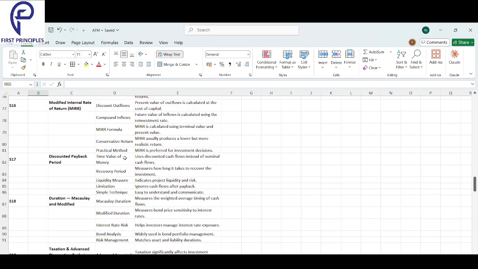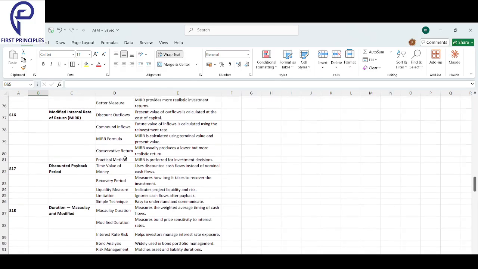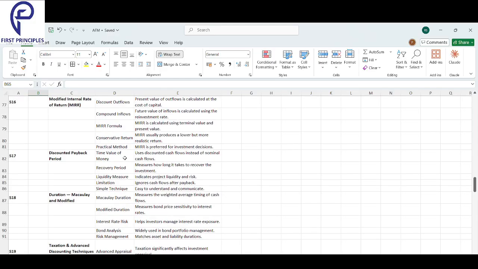Okay, so we got the discount outflows. Firstly, discount outflows: the present value of outflows is calculated at the cost of capital. When you take the present value of the outflows, it's calculated at the cost of capital. The discounting is done at the cost of capital. They take all the cash outflows to present value today. You use cost of capital.